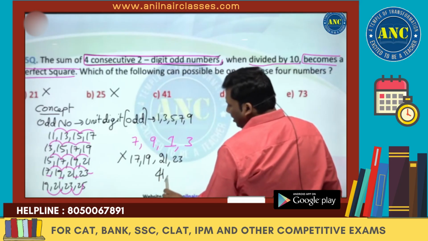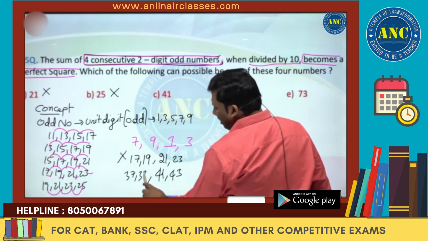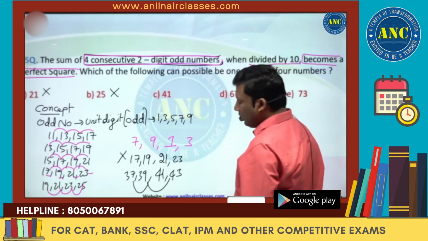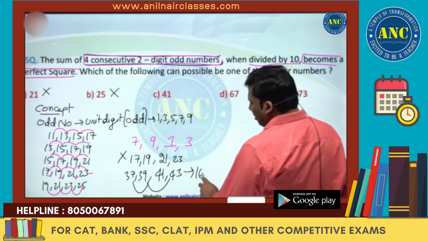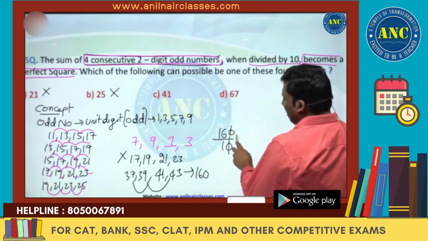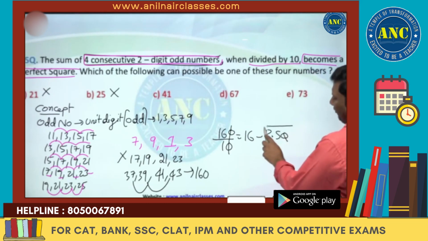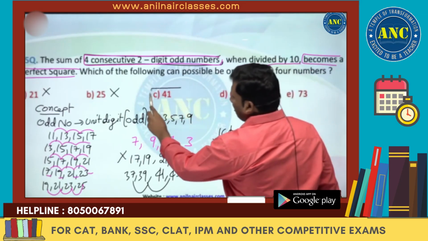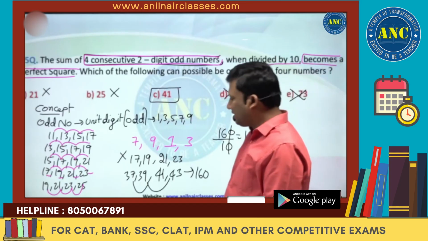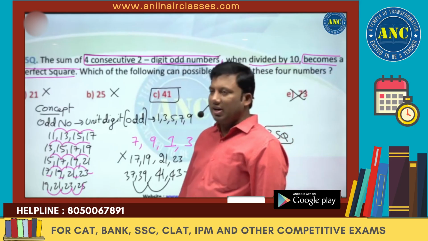41. If it is 41, 41, 43, 37, 39. 76 plus 84. It is 160. 160 divided by 10. It is 16. Is 16 a perfect square? Definitely yes. 16 it is a perfect square. So only one option it is right. 6773, that can be ignored. Even if you do it also, you will not get the answer.